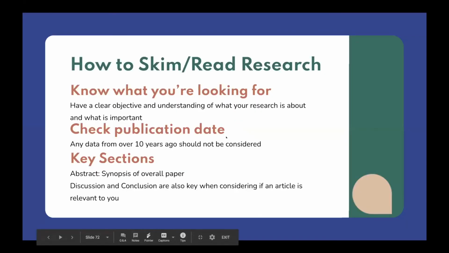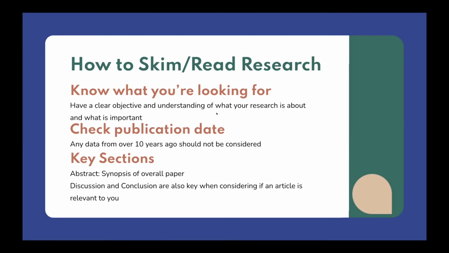And lastly, we're going to talk about how to skim and read research. We talked about this a little bit before, about how a memo is transposed and dissecting what it looks like. When you're reading research, you can think about it in a really similar way, where you want to know exactly what you're looking for, and have a clear objective of your target research and what you want to understand from the research you're reading.